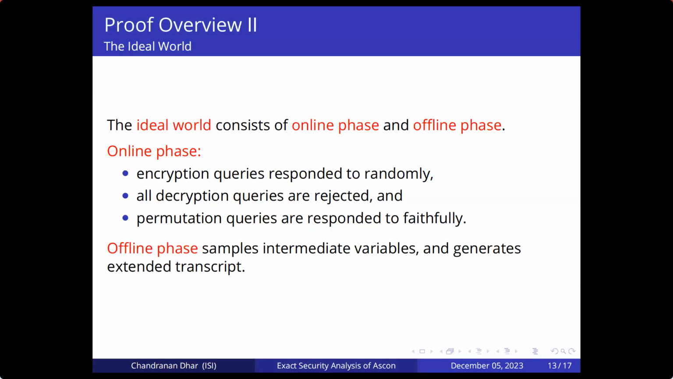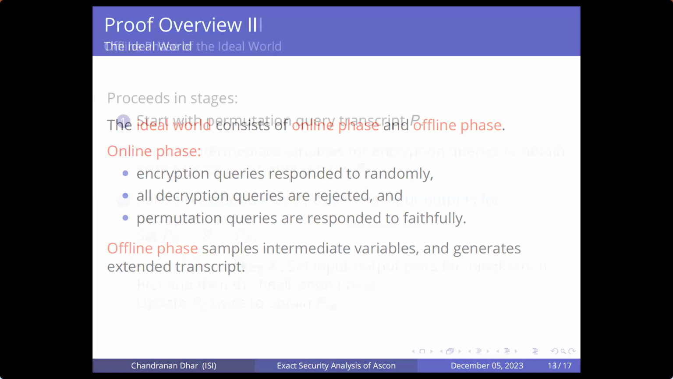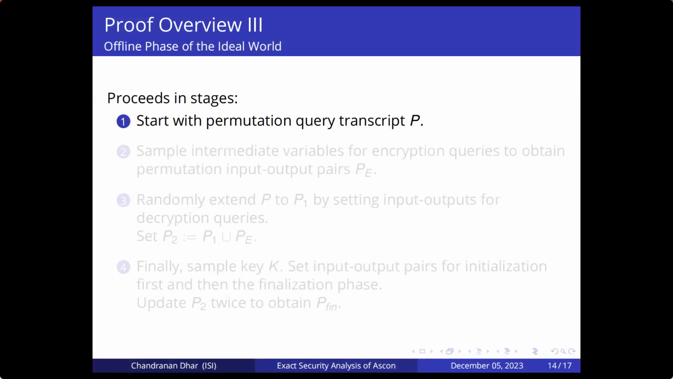Then in the offline phase, we sample all the intermediate variables, and like in the real world, we generate the extended transcript likewise. Now the online phase is very simple, because you either give out random outputs for encryption queries, fully reject decryption queries, or just respond to permutation queries faithfully. So in the offline phase, we need to make sure that this works. We need to give out the intermediate variables in this way. So I give a bit of detail of the offline phase.